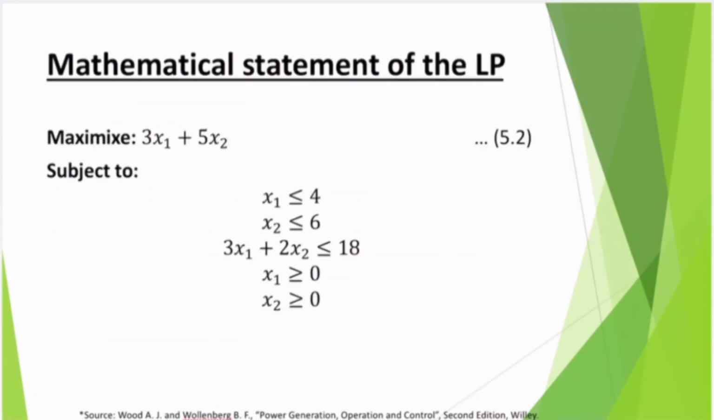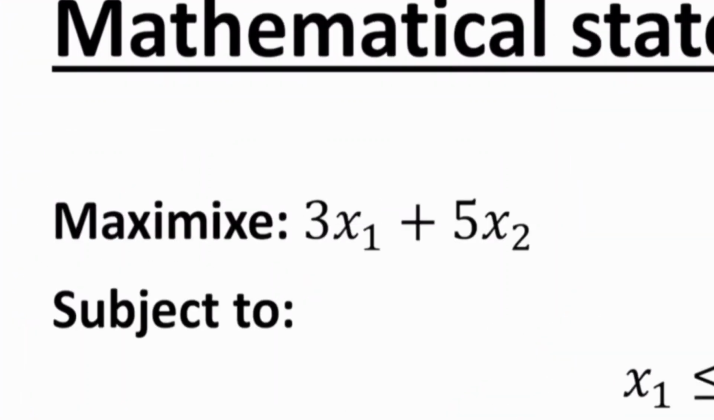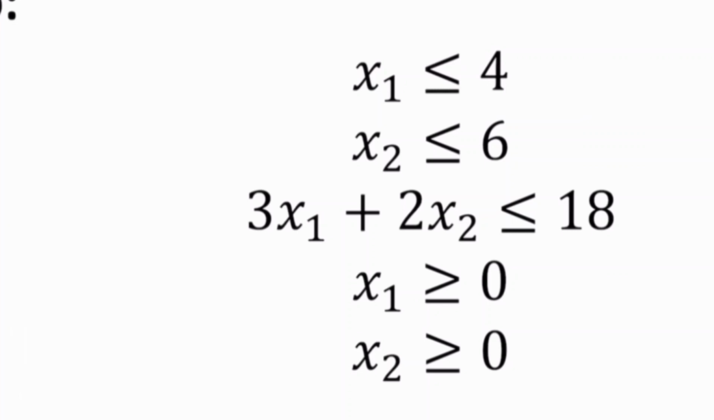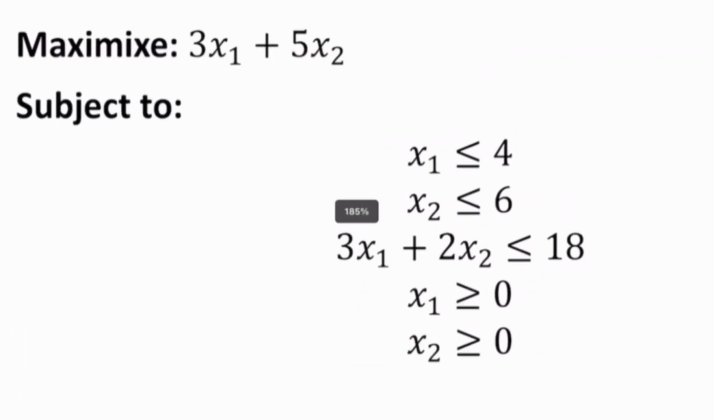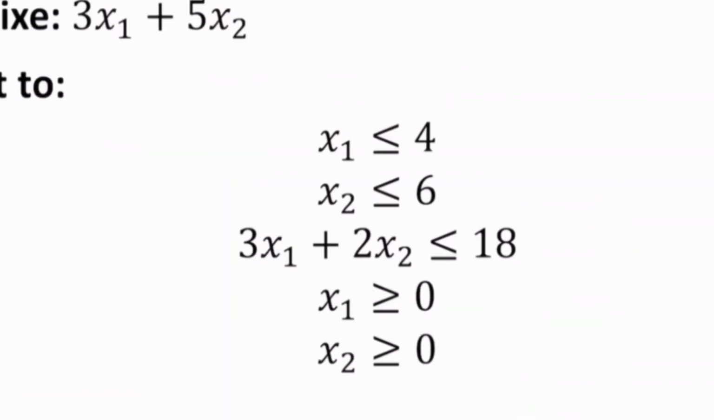Now what we need to do, you can see that I have to optimize the function, which is maximize 3x1 plus 5x2, subject to different constraints, where I say x1 must be less than or equal to 4, x2 is less than or equal to 6, as well as 3x1 plus 2x2 must be less than or equal to 18, and both the variables cannot be negative. So x1 is greater than or equal to 0 and x2 is greater than or equal to 0. So as a whole, I'm supposed to maximize a function satisfying all the constraints, which will give me the best solution.